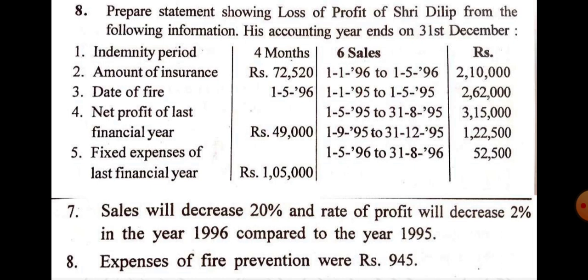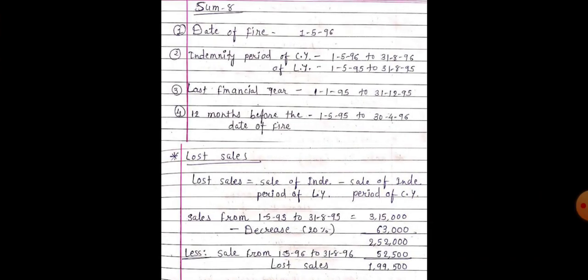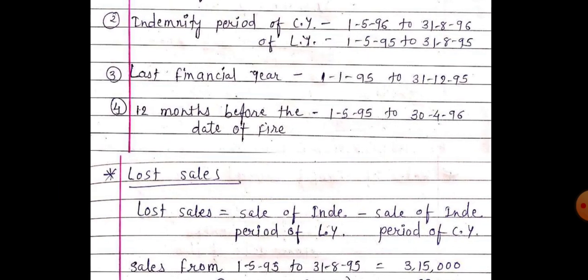Now next, sales will decrease 20% and rate of profit will decrease 2% in the year 1996 compared to the year 1995. That means there is a decrease in sales as well as in profit. In sales there is a decrease of 20% and in profit 2%. Expenses of fire prevention were rupees 945. Now we'll go to the solution.